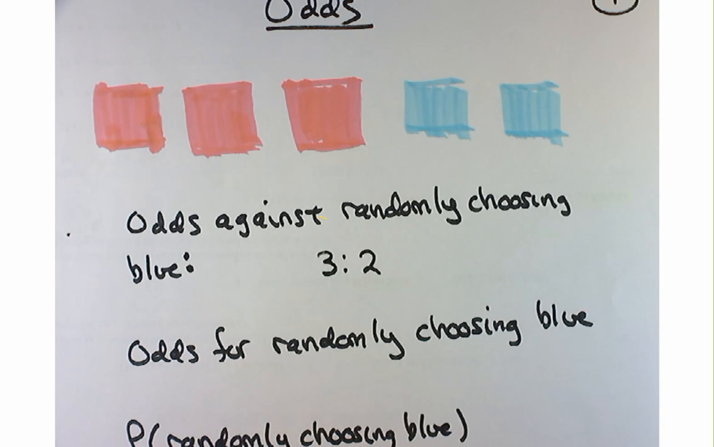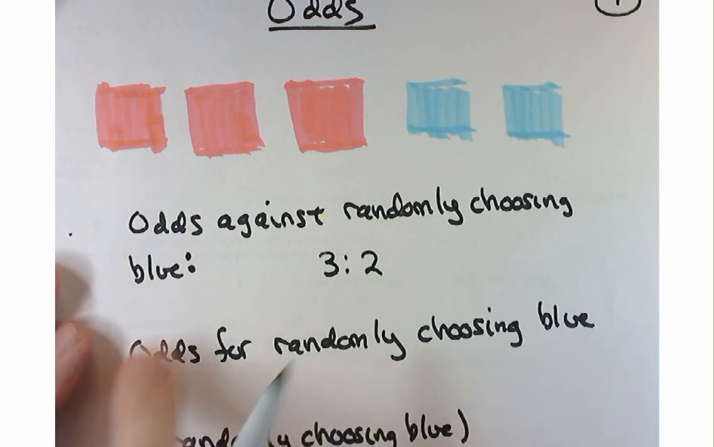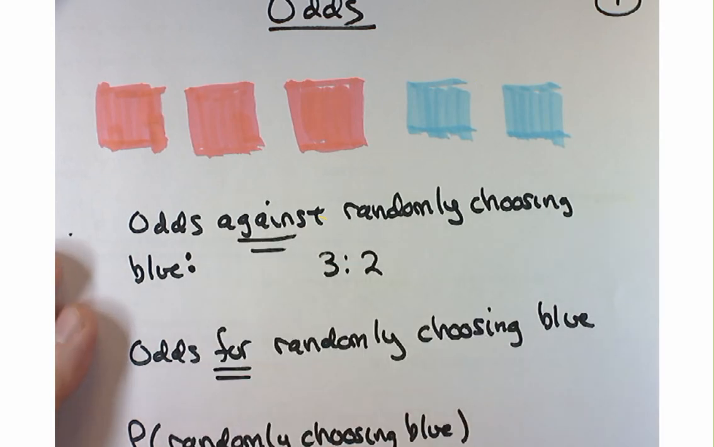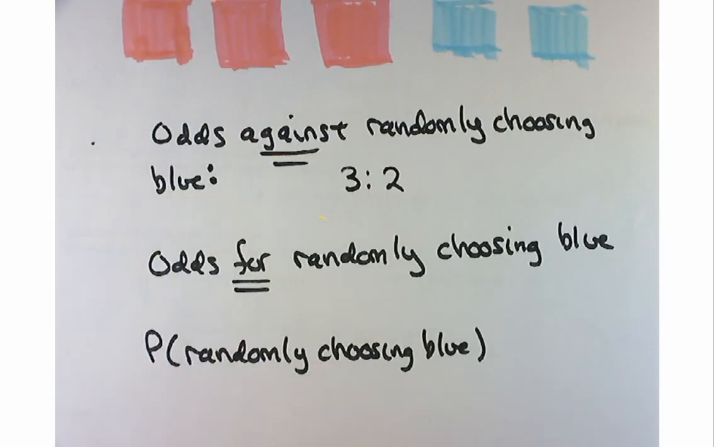What if I flip this around and ask, what are the odds for randomly choosing a blue? So instead of the odds against, I want the odds for. How does that change things? What would be my new set of odds here? 2 to 3. Thank you. Yeah, 2 to 3.